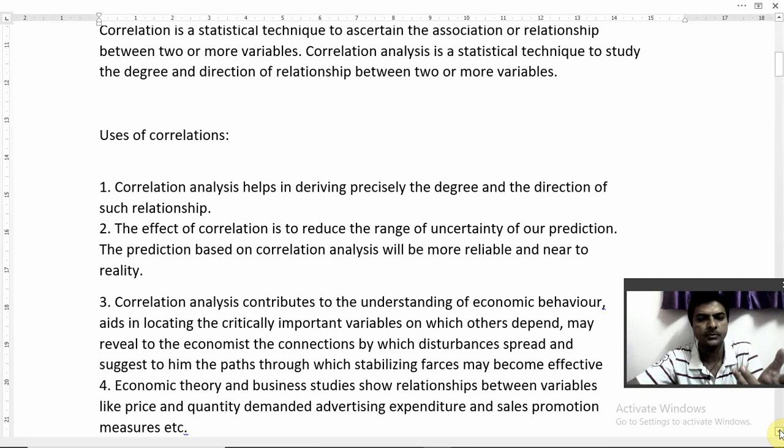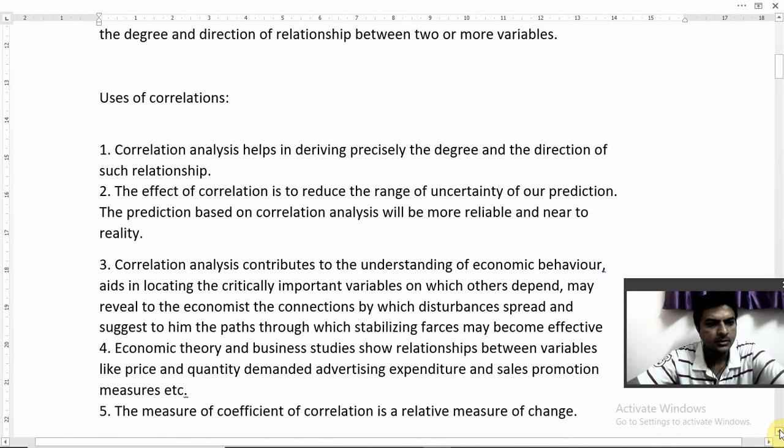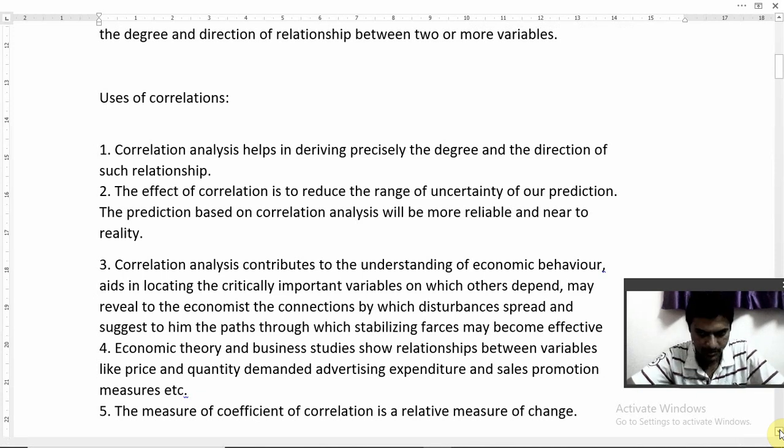Similarly with jobs: if you are an engineer, definitely you'll get an engineering job. If you have a law degree, you will get a job in law. So they are all correlated. The effect of correlation is to reduce the range of uncertainty of our prediction. When we study one degree, we get the direction. The prediction based on correlation analysis will be more reliable and nearer to reality. Yes, what is important is how close we are to the point we predict.